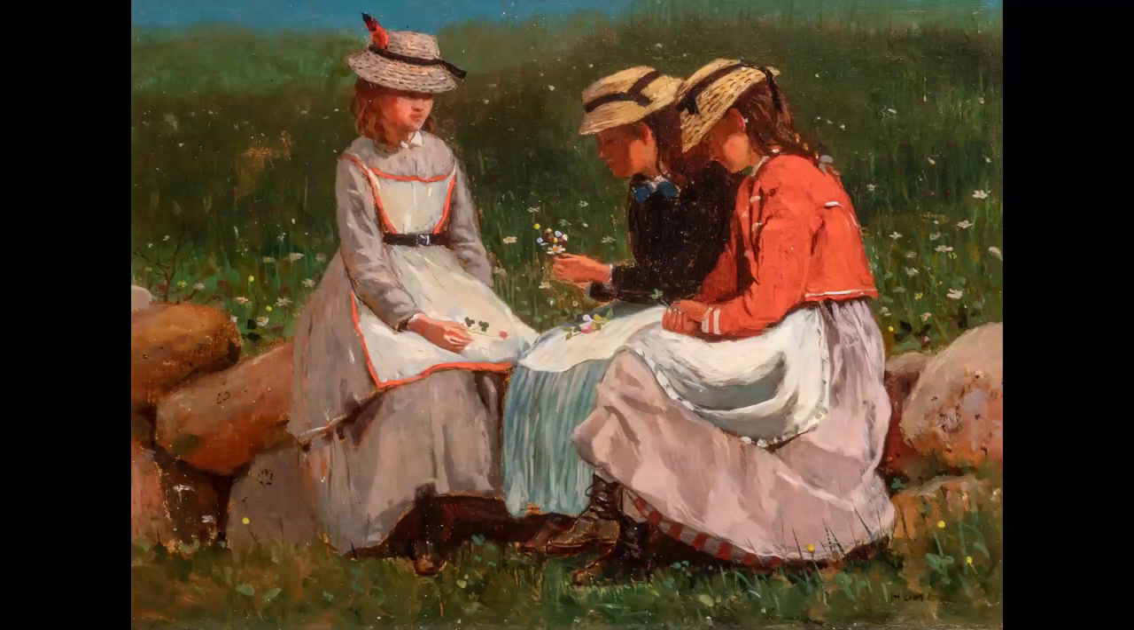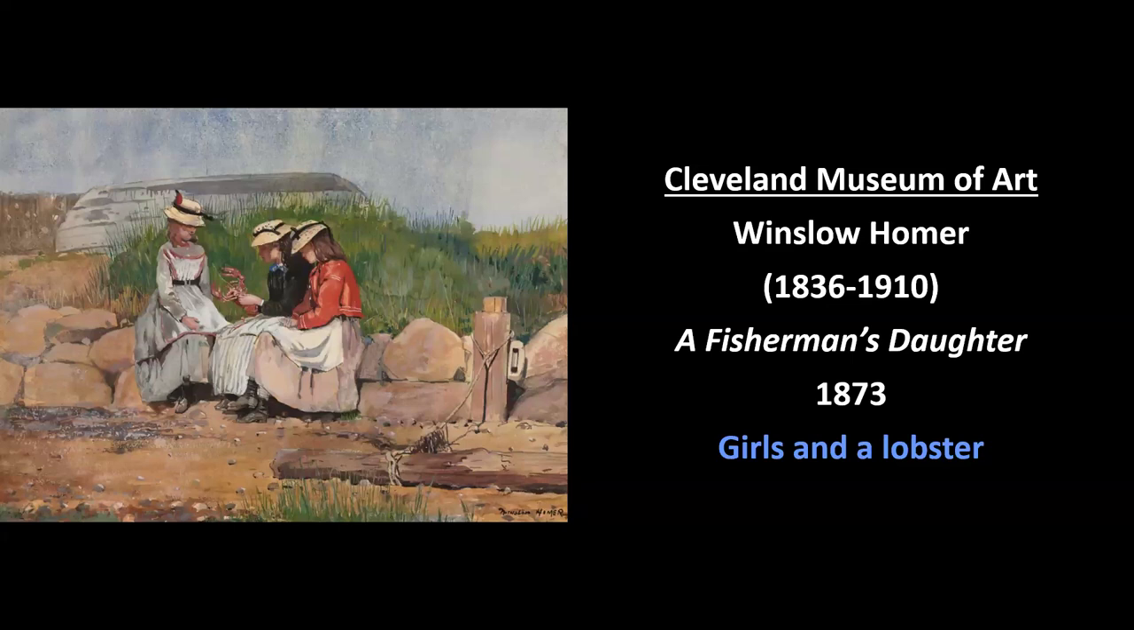So you have three girls sitting here. They're looking at some flowers. And then there's a similar painting that we'll see in just a moment. It's three girls and a lobster. And this is at the Cleveland Museum of Art. It's called A Fisherman's Daughter.